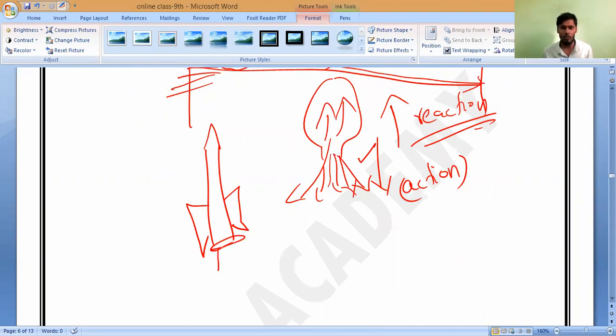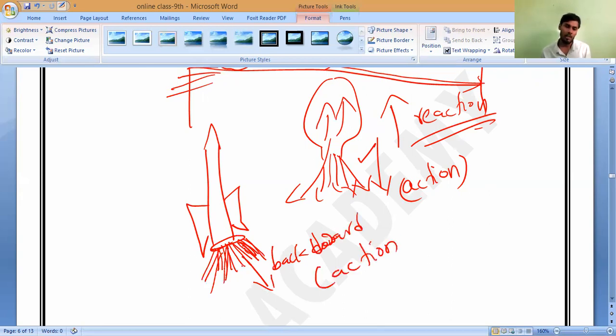A huge amount of gas is produced from the downward direction. Is it yes or no? A lot of gases are produced and they start moving in the backward direction. This backward direction is what we call action. Gases will exert a huge amount of force in the forward direction of the rocket. That is why the rocket will go upward.